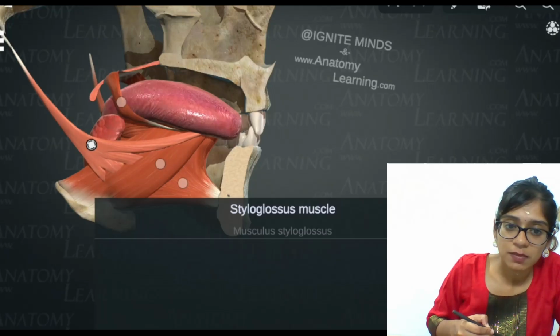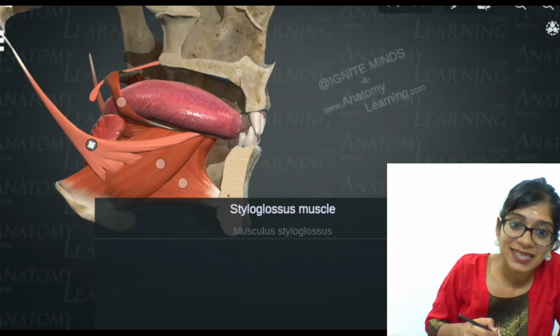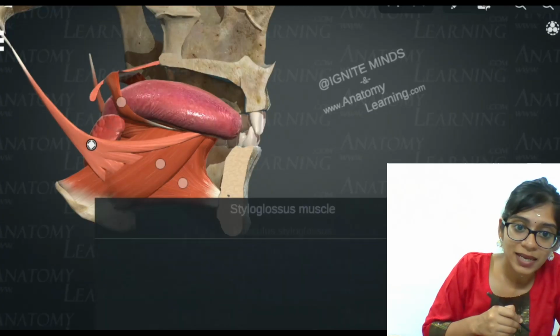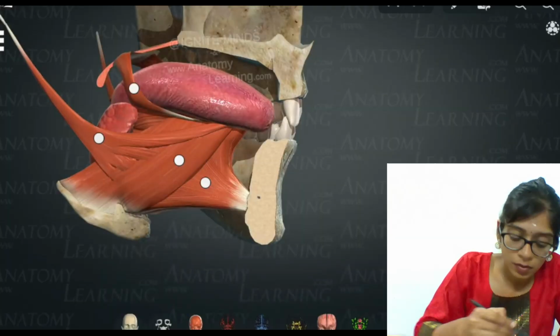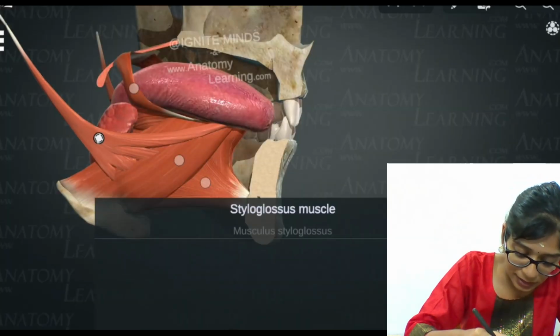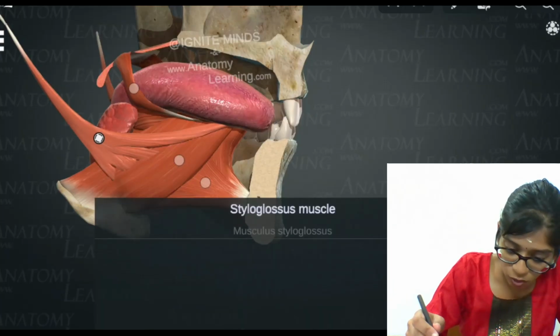This highlighted muscle, can you see? That is styloglossus. This one. Once again, this highlighted muscle is styloglossus. This one. Next, I will delete it since you saw it. It is an option.